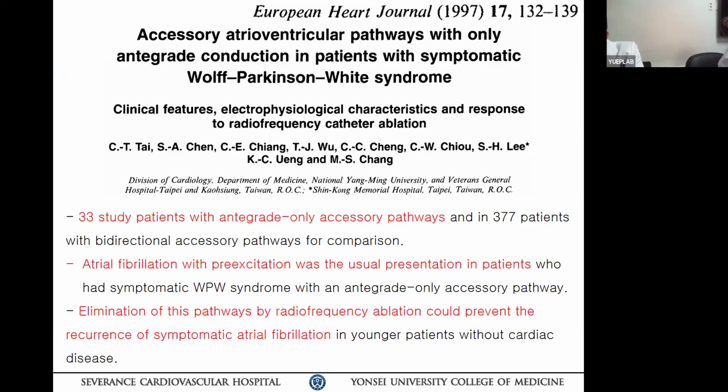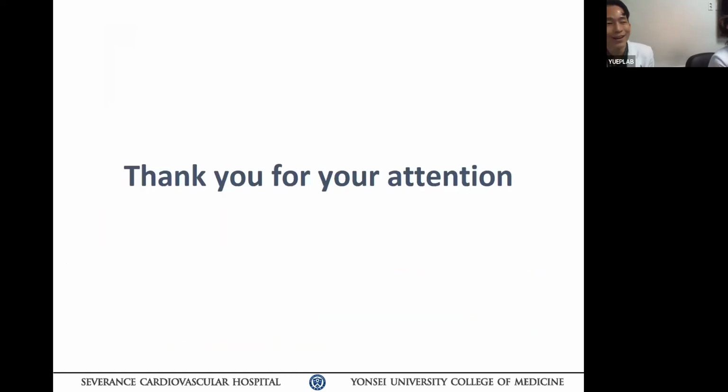So there are a few papers about this relax center pathway. One of them was published in 1997. In this paper, they analyzed and they say that there are fibrillation with fixed station was visual presentation in this. That's about right. Elimination of this pathway will prevent the recurrence of symptoms, atrial fibrillation in younger patients without CFD.